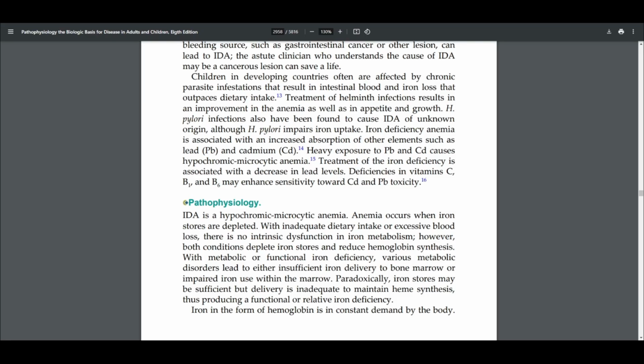Heavy exposure to both lead and cadmium causes a hypochromic microcytic anemia. Treatment of the iron deficiency is associated with a decrease in lead levels. Deficiencies in vitamin C, B1, and B6 may enhance sensitivity towards cadmium and lead toxicity.